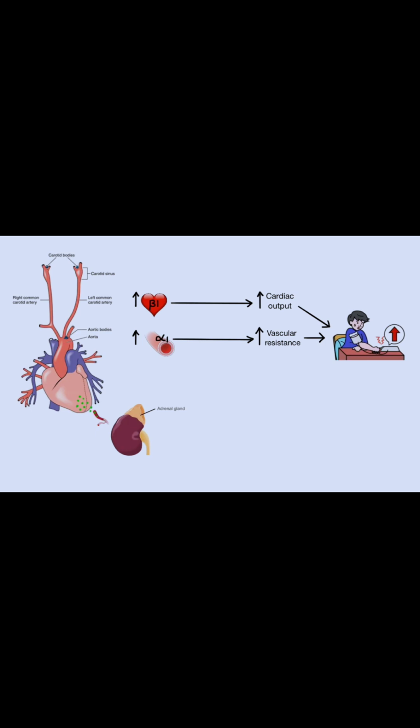Now, another major system involved in blood pressure regulation is the renin-angiotensin-aldosterone system. So, we also have baroreceptors in the kidneys that respond to fall in blood pressure or reduction of blood flow by releasing enzyme called renin. Additionally, renin secretion is also stimulated by sympathetic activation of beta-1 receptors in the kidneys. Now, renin is necessary for the production of angiotensin II.